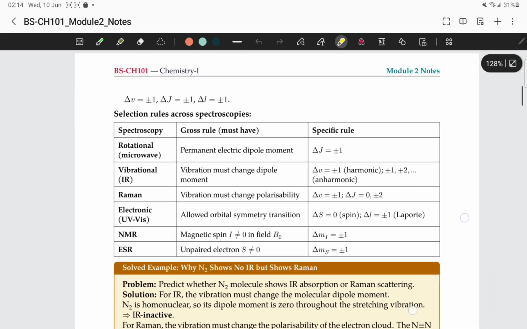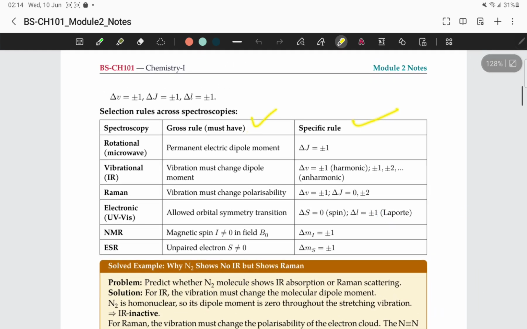So overall you can see the gross rule and specific rule, and through this we get the complete selection rules of spectroscopy. Listen, you don't have to memorize everything. Just go through this lecture once and you will understand the overview of it.